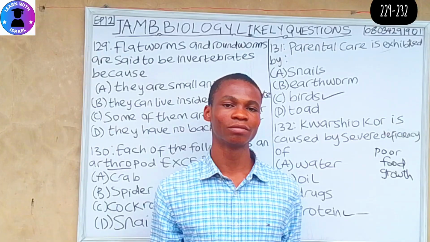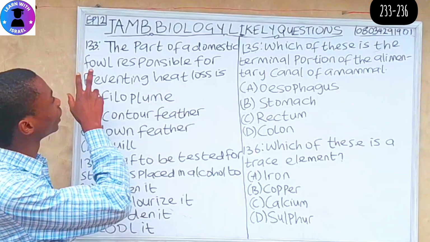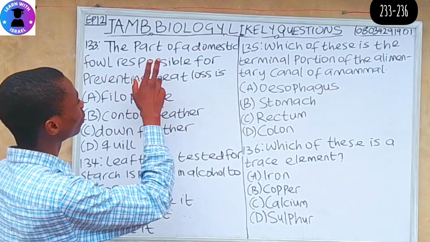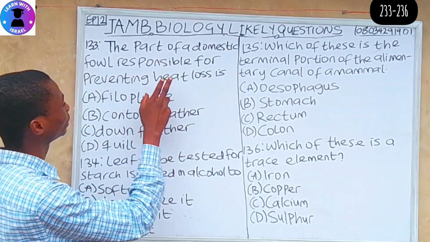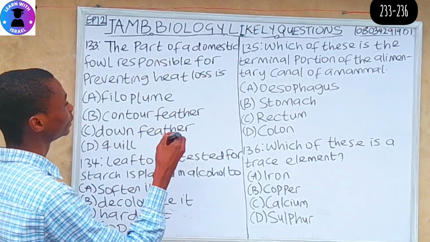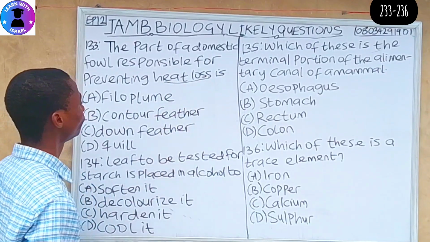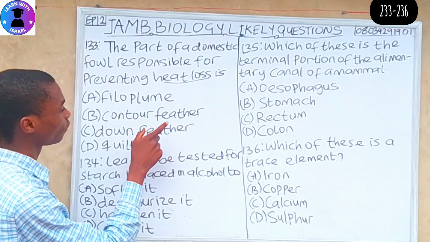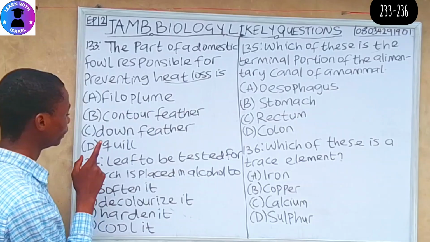So guys, let's move to the next one. Question 133. The part of a domestic fowl responsible for preventing its heat loss is A. Phyloplume. B. Contour feather. C. Down feather. D. Quill.